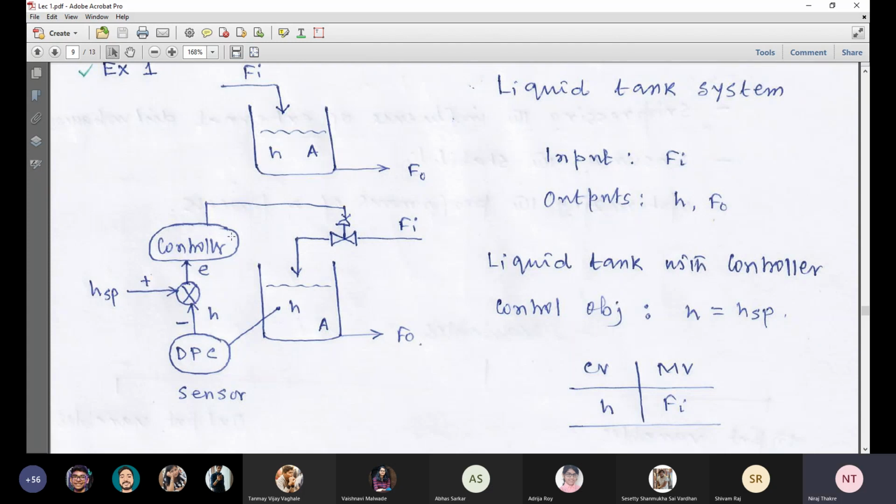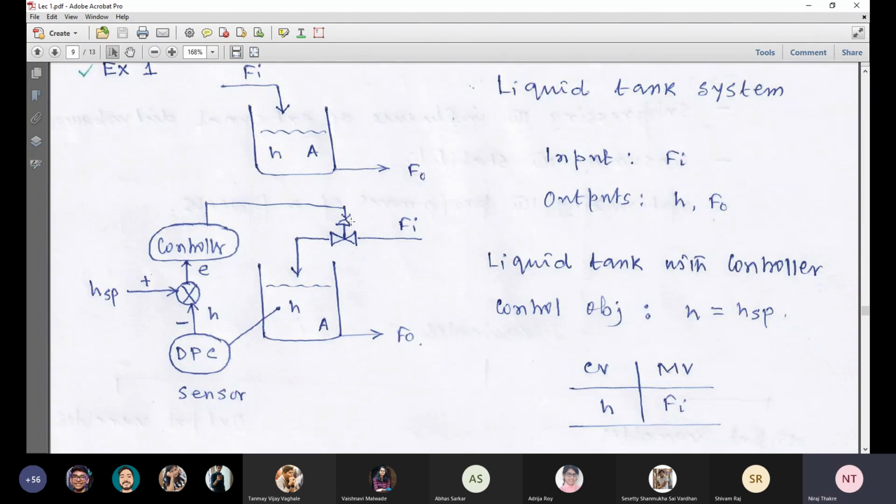This controller is represented by a couple of lines of program, and it basically calculates the control action. What should be Fi? This controller calculates it. And then that control action is physically implemented through this valve. Fine. So this is the closed loop operation of the liquid tank system.